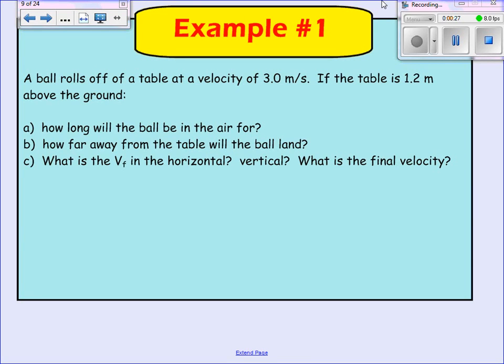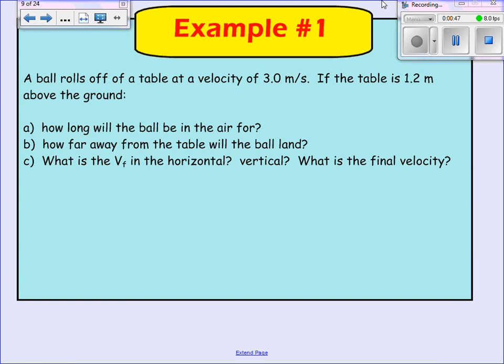A ball rolls off a table at a velocity of 3 meters per second. If the table is 1.2 meters above the ground, A, how long is the ball in the air for? B, how far away from the table will the ball land? And C, what is the final velocity horizontally, vertically, and then what's the final velocity total?